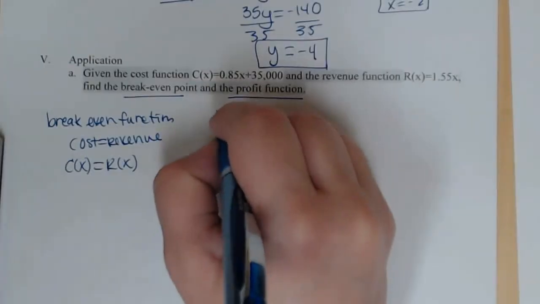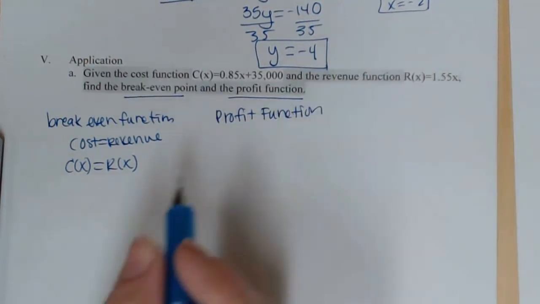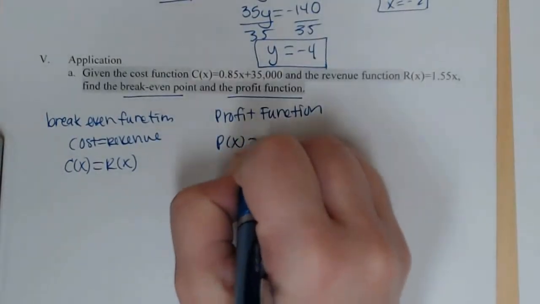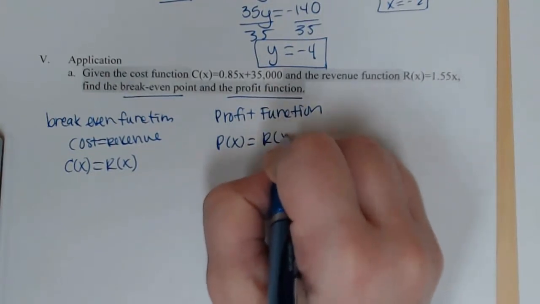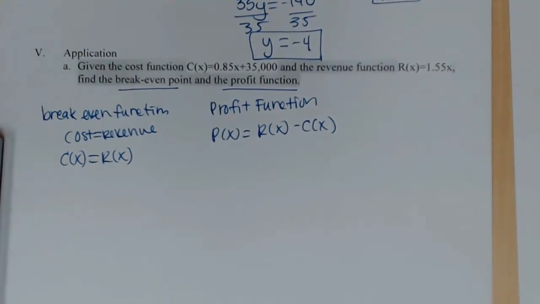Your profit function, meaning when are we actually going to make money? Like how much money did we make after we pay for our goods and after we sell them? Well, your profit function is equal to your revenue minus your cost. So kind of random we put it in here, but it does work really well with systems depending on what you're working with. But we did need to identify these two things.